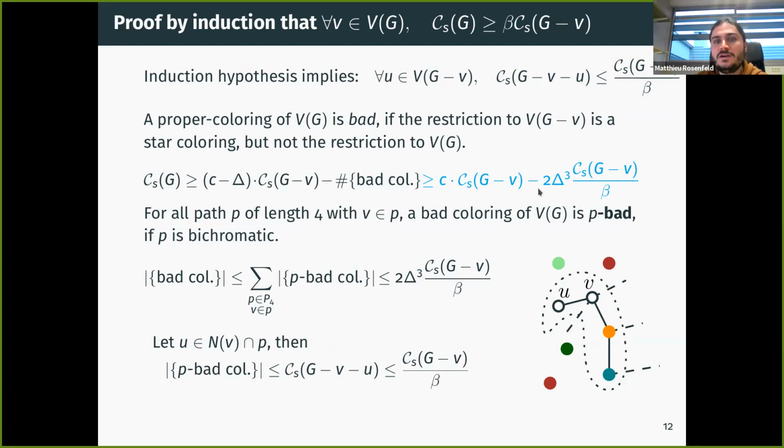Again, I've managed to produce this quantity on both sides, so I can factorize by this. What I obtain is that the number of star colorings of G is at least C minus delta minus 2 delta cubed divided by beta, times the number of star colorings of G minus V. And if you remember my previous slide, I said that I have one condition on beta, which is that this quantity is at least beta. So I can conclude that the number of star colorings of G is at least beta times the number of star colorings of G minus V. And this ends the proof.